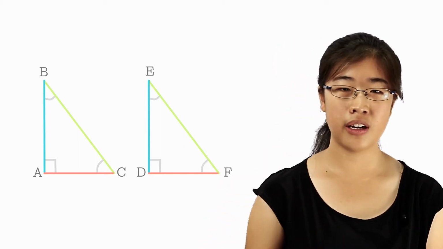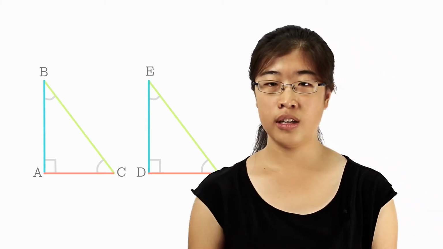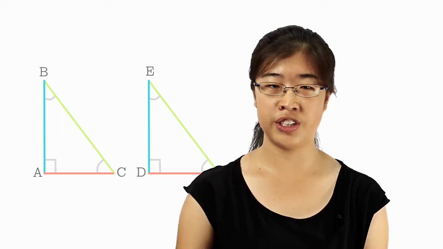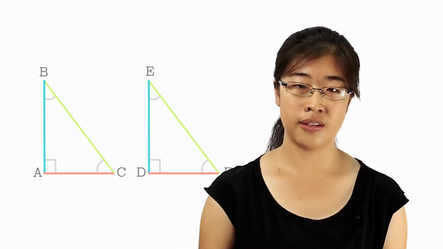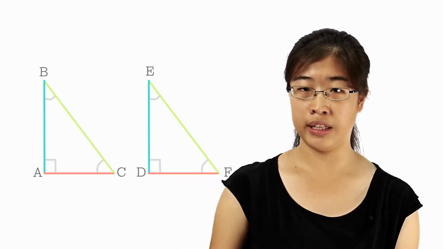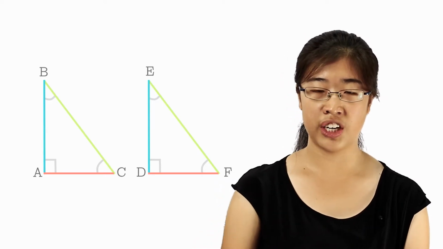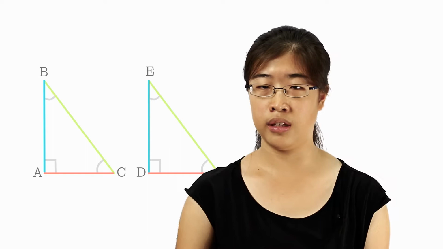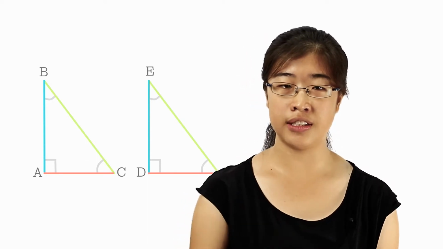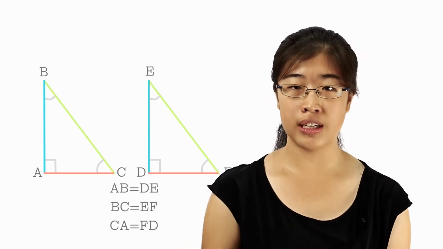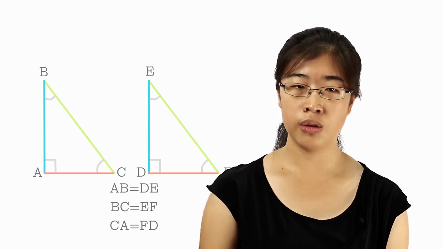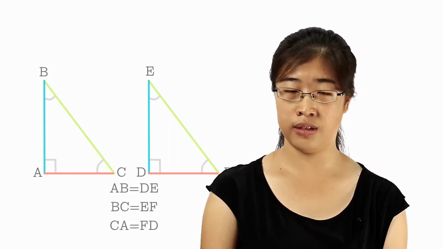Hi, we have learned how to identify similar triangles. Now we can learn how to identify congruent triangles. Congruent triangles not only have the same shape as one another, they need to have the same size too. We know that congruent triangles are exactly the same as one another, so we can compare the three sides of the triangle. If all three sides of the triangles are equal, we know that they are congruent triangles.